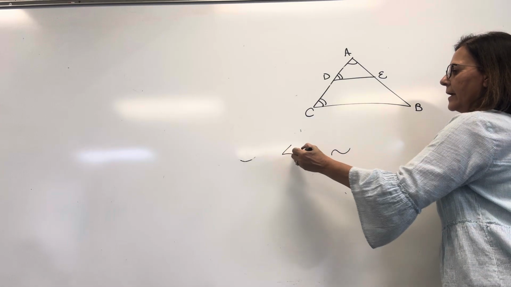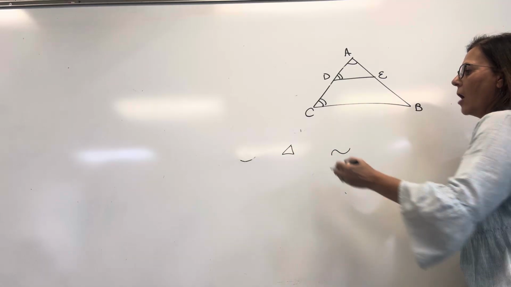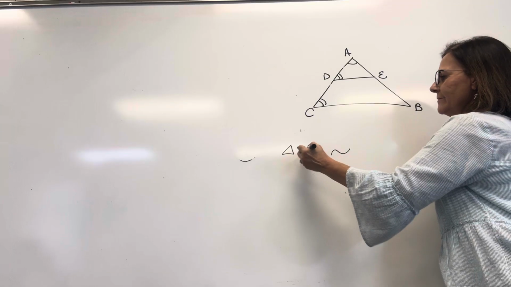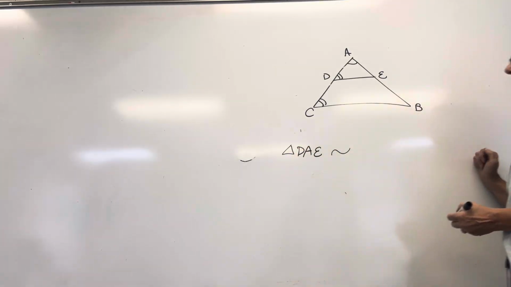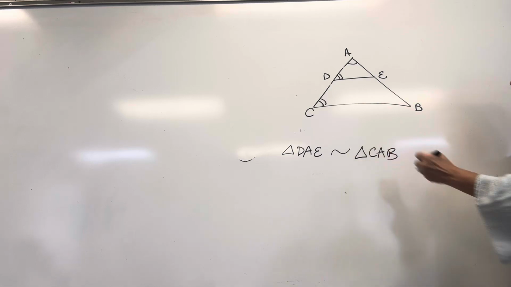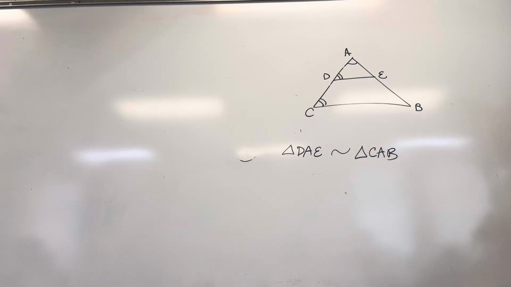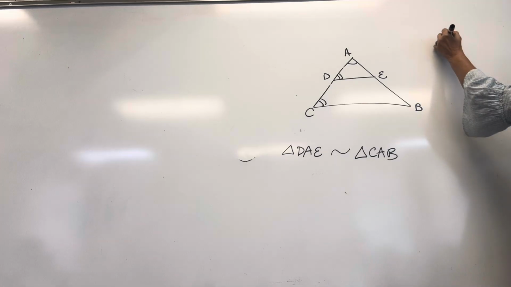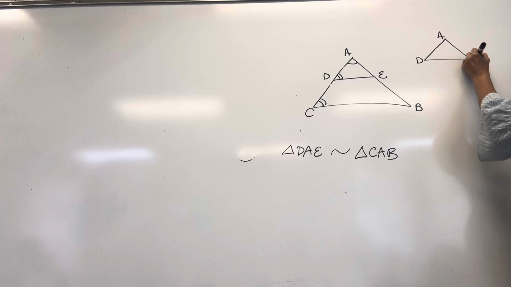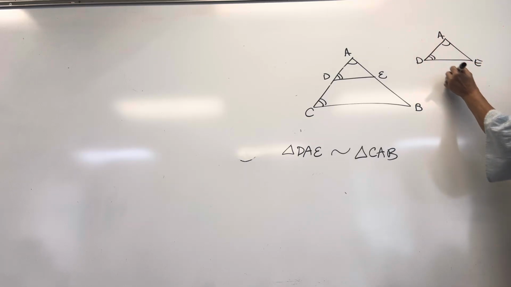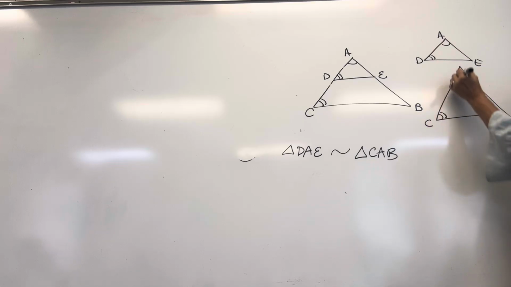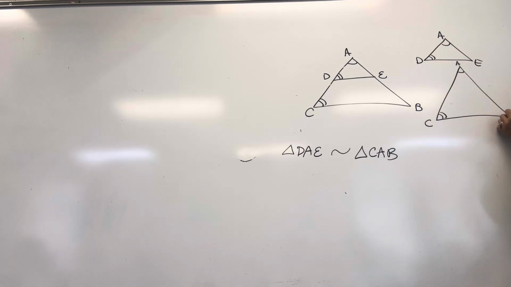Triangle D, A, E. It doesn't really matter. And triangle C, A, B. You're right. Actually, that was great. Yes. Because really, I could see it as A, D, E, right? And then I could see it as C, A, B.